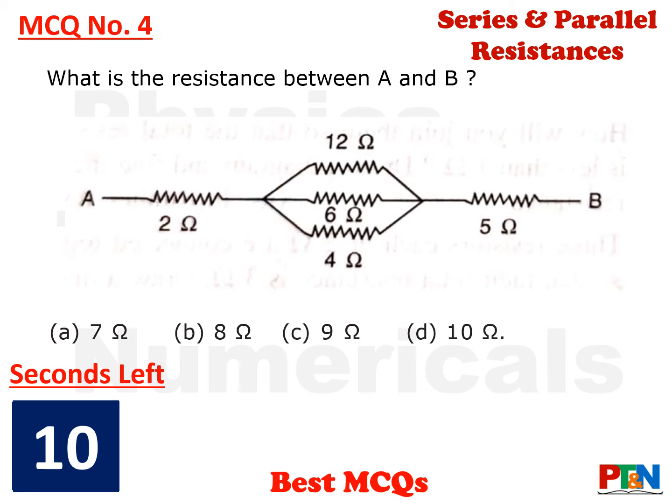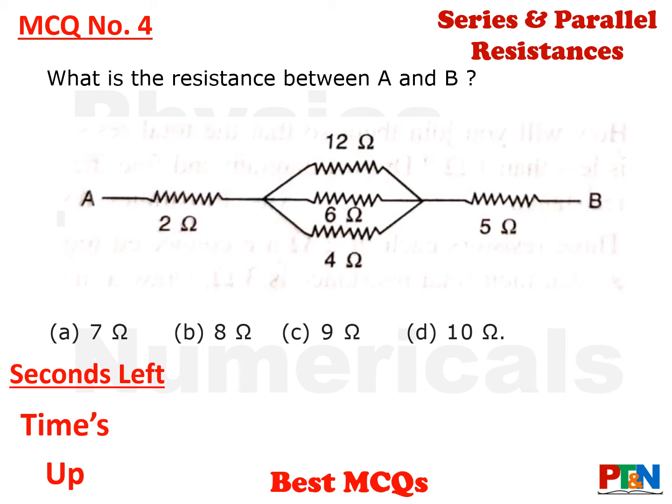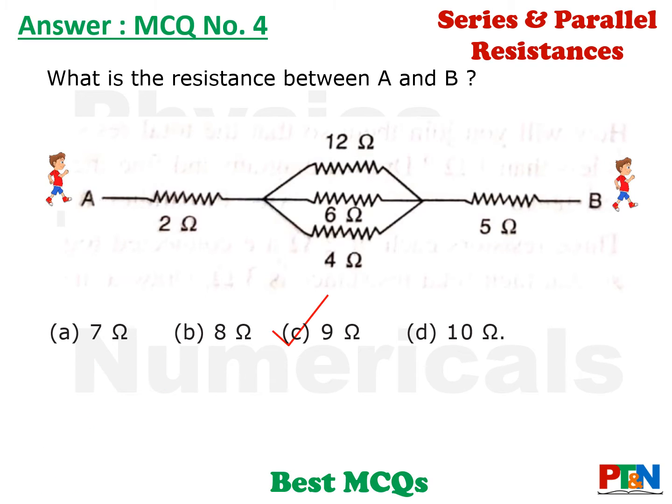Next one, again find the equivalent resistance between A and B. 4 options, 10 seconds time for you. Your time starts now. It's easy. Still, if you require time, do pause the video, take your time, do it yourself and come back to the video after you have got your answer. Time's up. Let's see the answer. The answer is option C, that is 9 ohm.